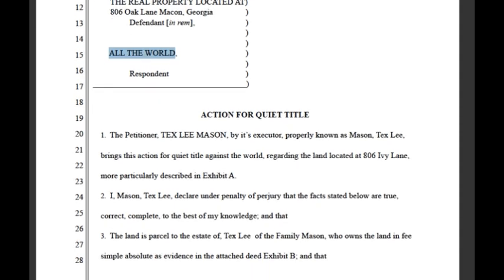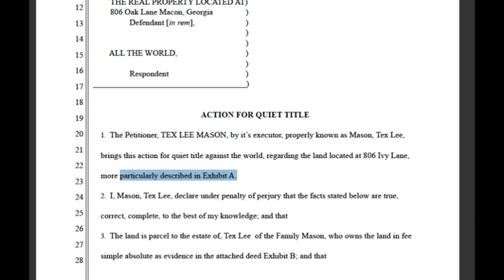So here's the first part of it. The petitioner Tex Lee Masson by its executor, properly known as Masson Lee Tex. Notice I use that last, first, middle, which is the proper name. Jonah Bay kind of brought that to light. That's the creditor's name. That's the executor for the estate. He's out there under the common law, but he's in this trust vessel bringing this claim, regarding the real property located at 806 Ivy Lane described in Exhibit A. Exhibit A would be a legal description of the property.